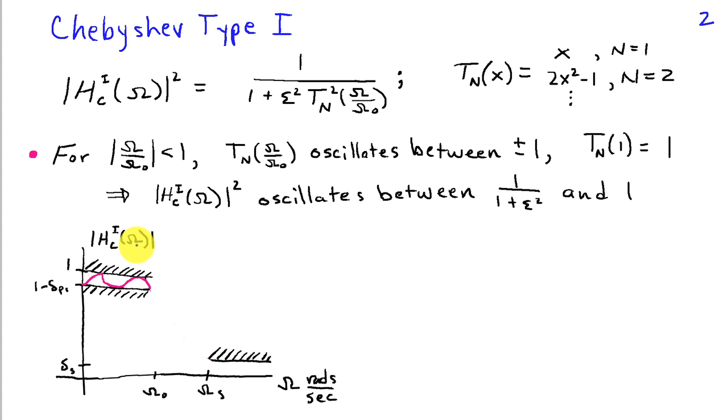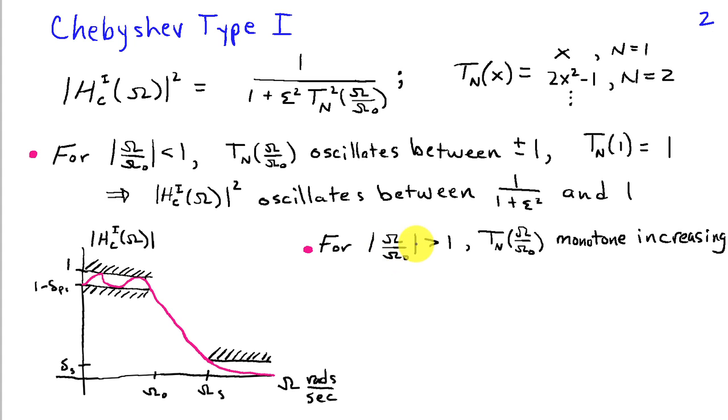So if we sketch the magnitude response for this particular system in the pass band, we know that it's going to oscillate between a particular range. Then, when the argument of the Chebyshev polynomial is greater than 1, the polynomial is monotone increasing. So since we have a monotone increasing function in the denominator, when omega is greater than omega naught, we know that the magnitude response is going to be monotone decreasing. So we see that once we get greater than omega naught, the response is going to fall off, and that's what enables us to have a stop band for this particular filter.